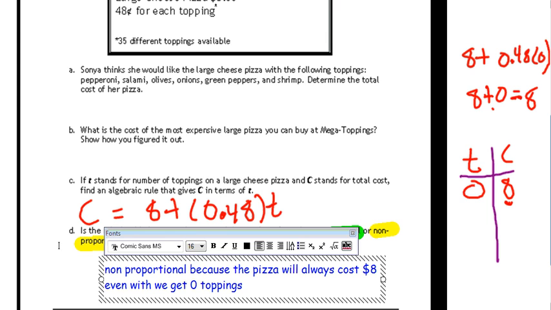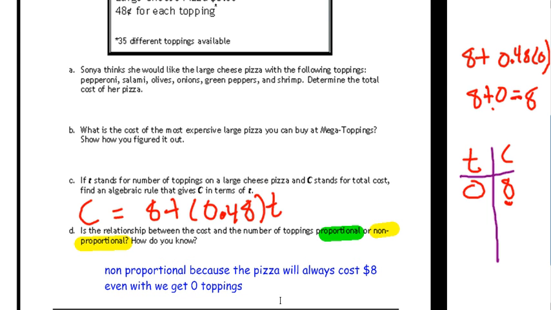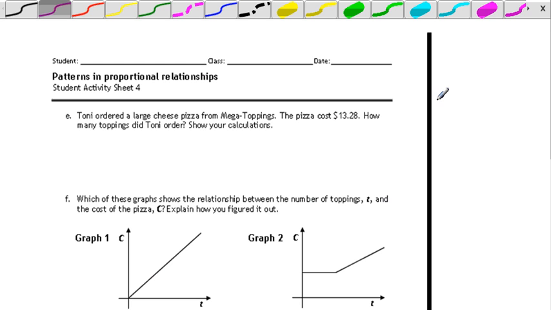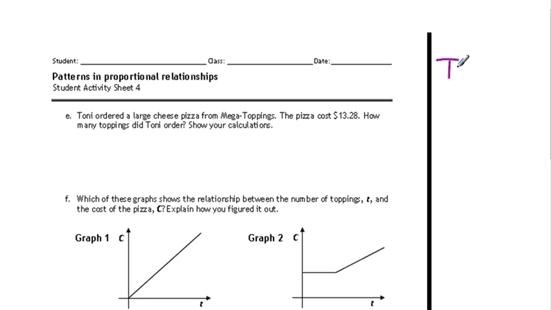So the answer is it's non-proportional because the pizza will always cost $8 even if we get 0 toppings. So that's what it means. Make sure you get it down. Let's go to the next page. This right here was based off Tuesday's bell work.